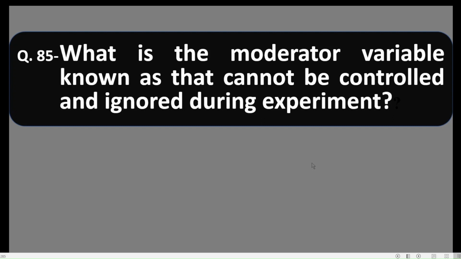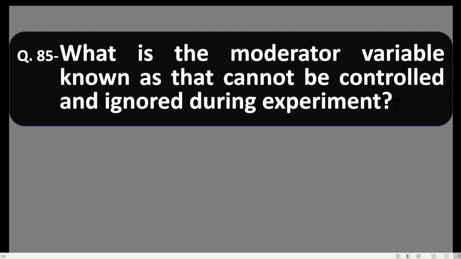Question number 85. What is the moderator variable known as that cannot be controlled and ignored during experiment? Friends, what is moderator variable? Moderator variable is the variable that may affect the cause and effect relationship between independent and dependent variable. If this type of moderator is taken care or considered during the experiment, then it will be called moderator variable. And if you don't want to see the impact of such variable, then we have to control it. If we can't control it, then we have to ignore it.